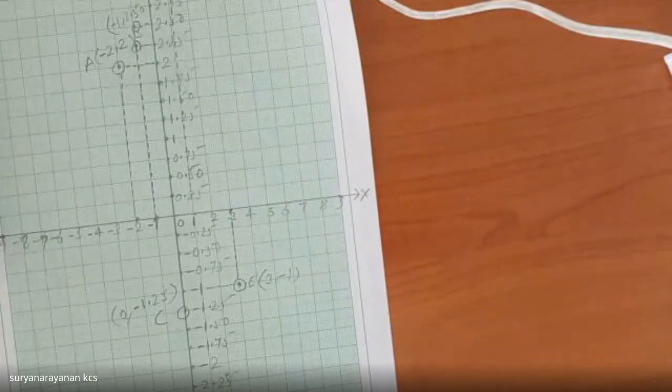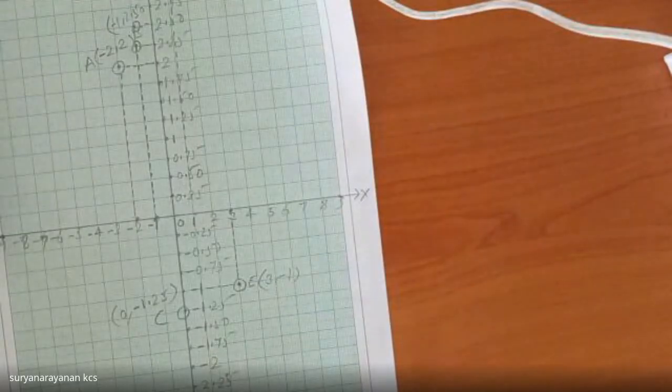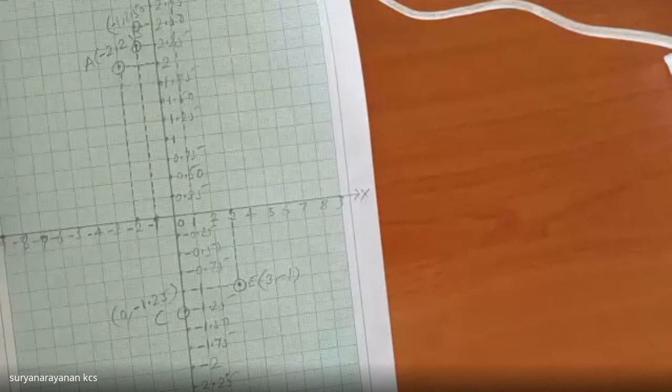Yes, sir. Understood? Yes, sir. Now the time is 9:51, my dear children. Now you can leave the meeting. In the next class, we take one or two more examples. So be ready with your graph book. In the next class, I will explain 2 more questions.